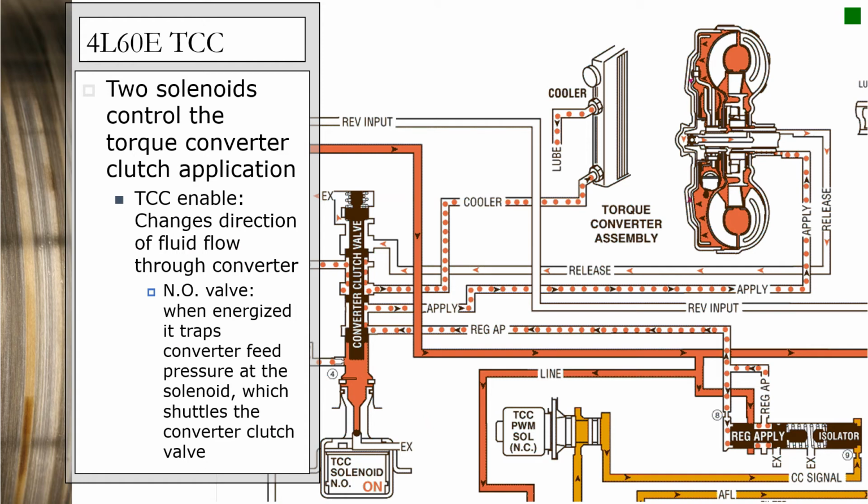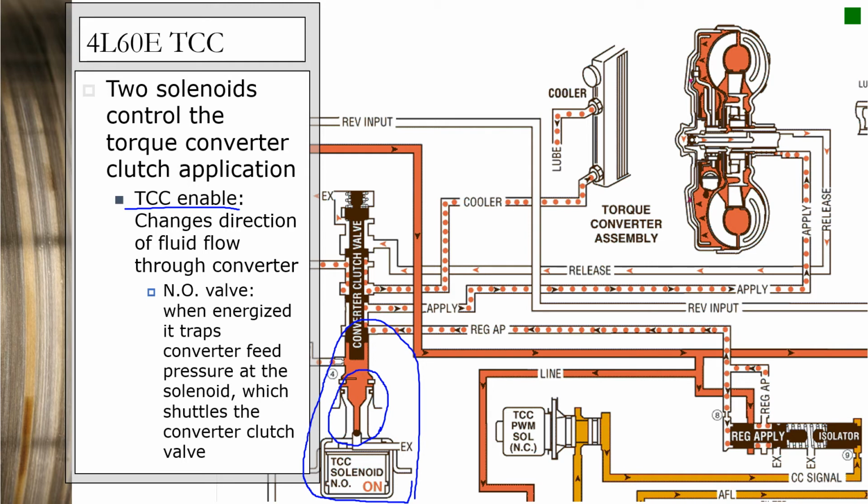So we have two solenoids. The torque converter clutch enable solenoid is the one that's responsible for reversing the fluid flow through the torque converter. And this solenoid right here is the one that's bolted to the case, and the snout of it goes through the oil pump. It's the one that you want to make sure you remove before you try to take the oil pump out, or else you'll snap it. And I know that because I've done it a bunch of times.